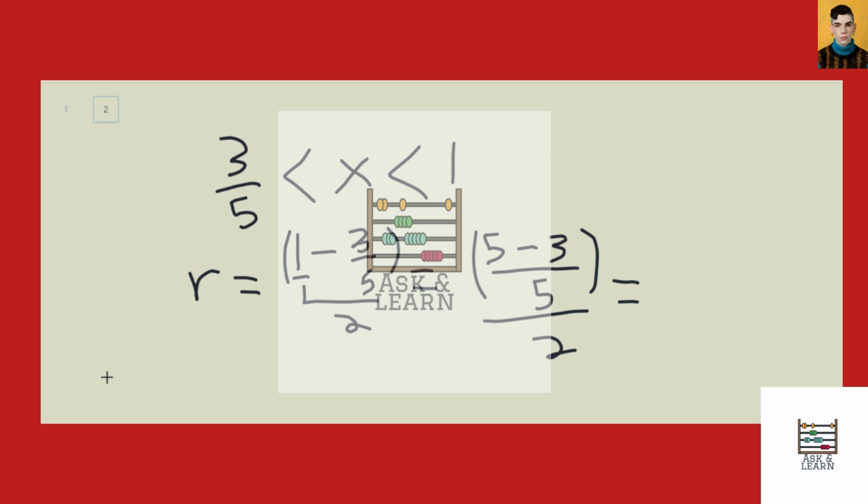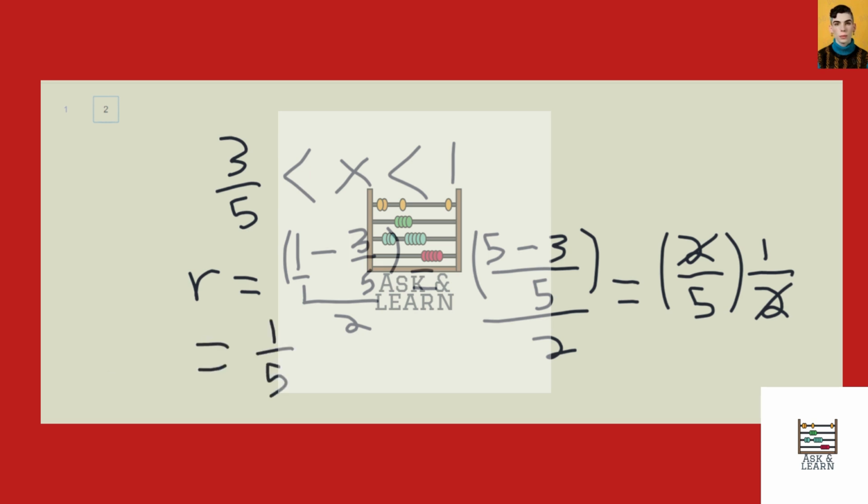So that's 5 minus 3 is 2. So this top part turns out to be 2 over 5. And then we're dividing by 2, which is the same thing as multiplying by the reciprocal. So the reciprocal of 2 is 1/2. These 2's cancel. And we get that the radius of convergence is 1/5. Okay, now we need to figure out, for the interval of convergence, do we include 3/5? Do we include 1?